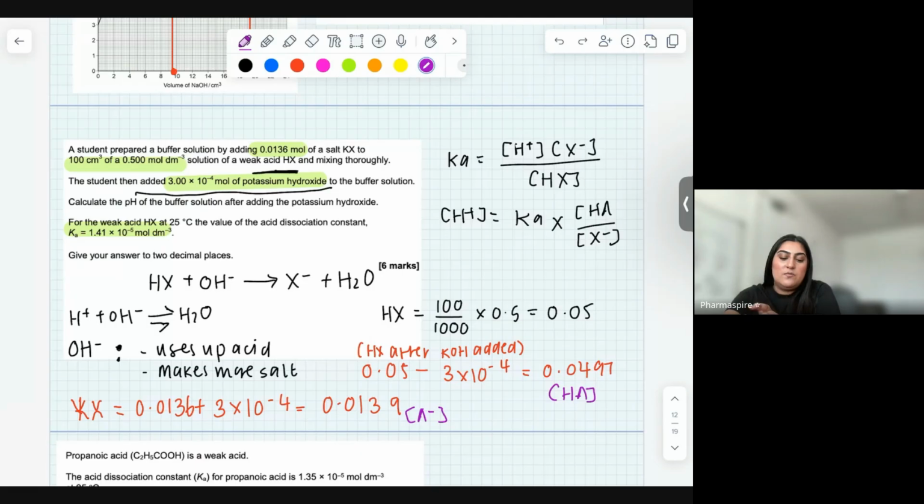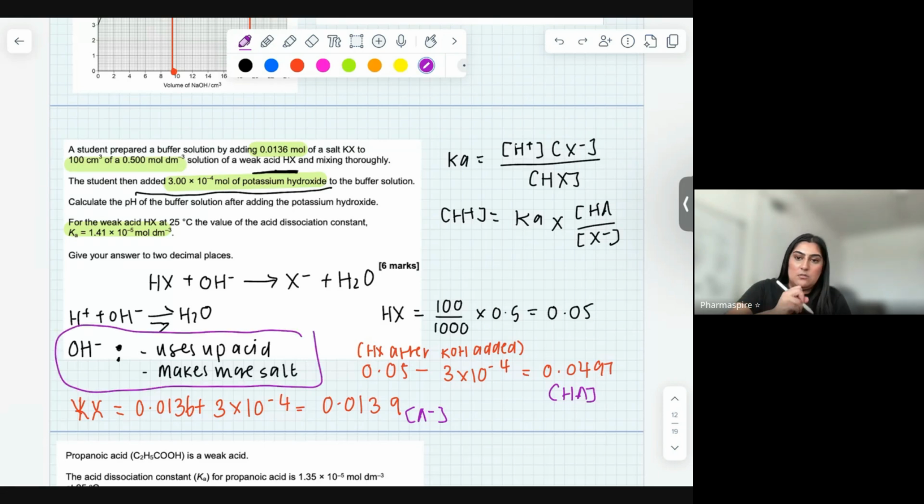So if you're using up the salt, you subtract from the salt and then you get more acid, so you add more to the acid value. Is that okay? Just write this down as a good little step to add on. That's your rule of thumb for when to add and when to subtract, when to minus and then when to add.